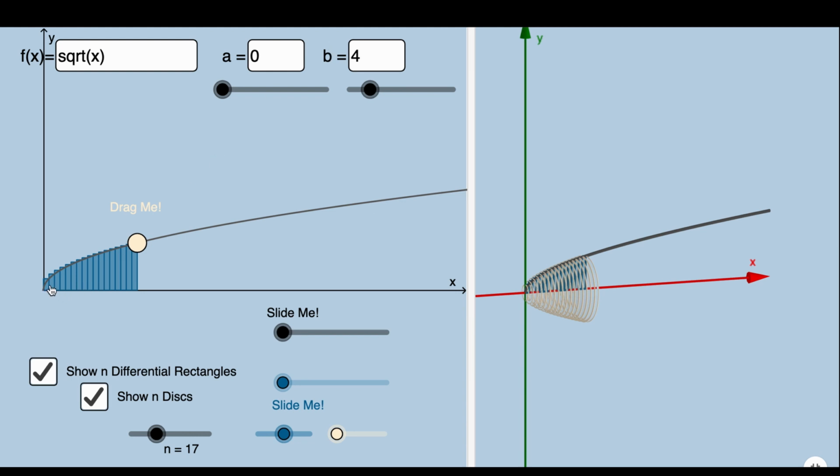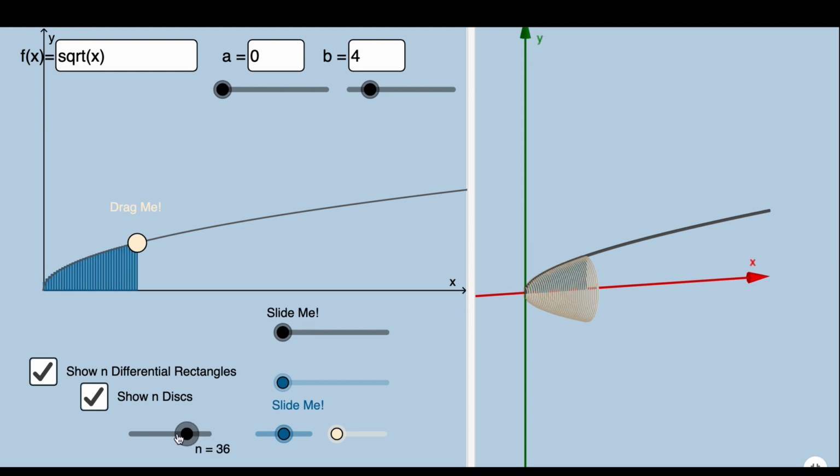Well, notice right here I have a lot of these rectangles, right? We've been using rectangles a lot in integration. And notice the more rectangles that I make, the closer and closer to the curve it becomes. And that's exactly what we want. And that's why we use integration.